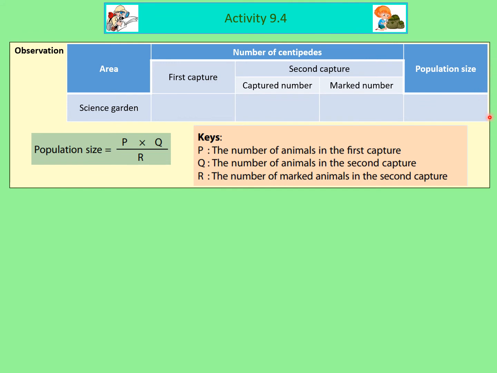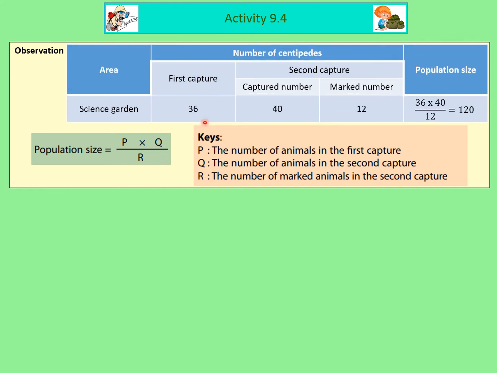Let's say we study the population of centipedes in the science garden. In the first capture, we get 36 centipedes. In the second capture, there are 40 centipedes, but the number of marked centipedes in the second capture is 12. So to calculate the population size: 36 times 40 divided by 12. So the answer is 120. So the population size of centipedes in the science garden is 120. Okay, we must use this formula.